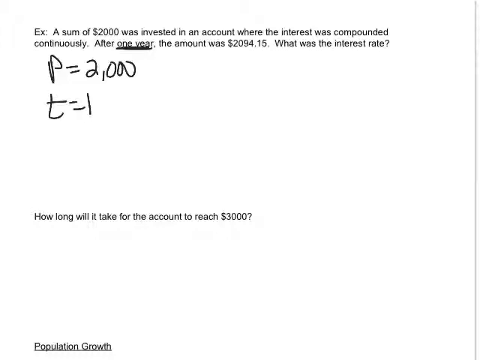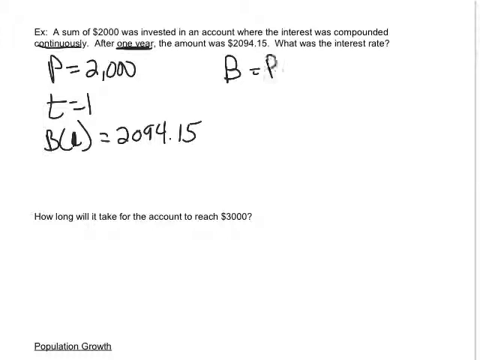And the balance in the account, we'll say B of t, or B of 1 actually, since I know that, is $2,094.15. Since it's continuous, you are using the continuous function, so the balance is equal to the principal times e to the rt. And then we just substitute in 2094.15 is equal to the original amount times e. This time I don't know the rate, but my time is 1 year.